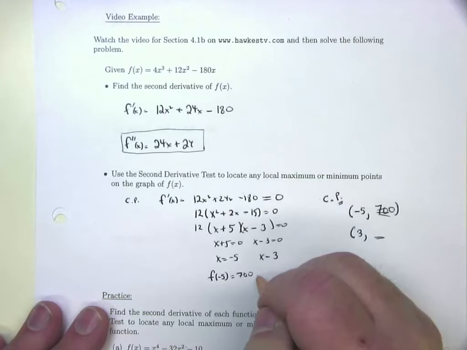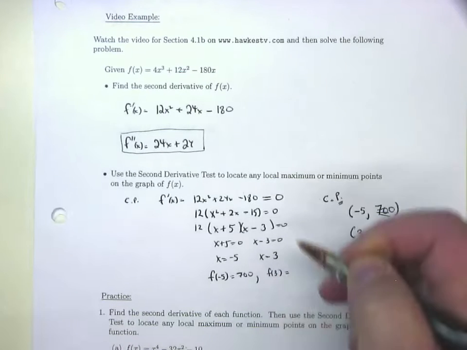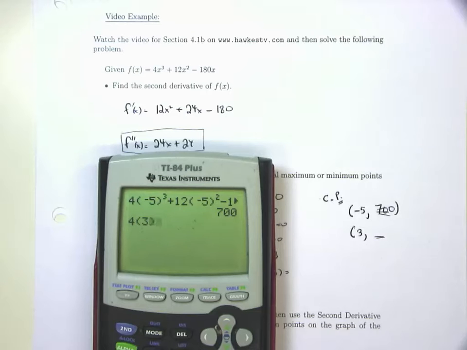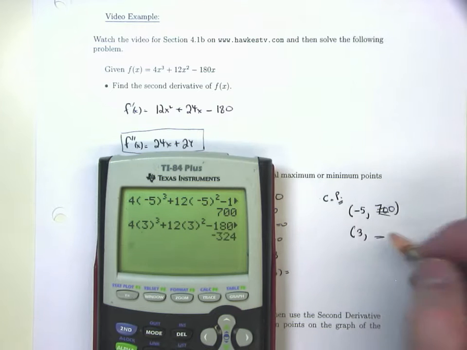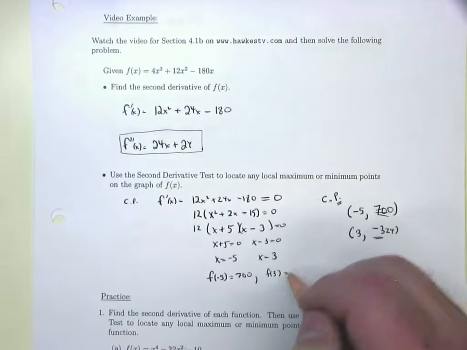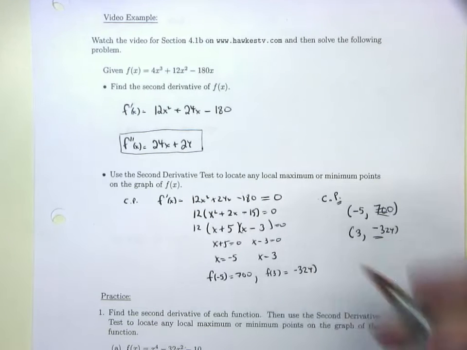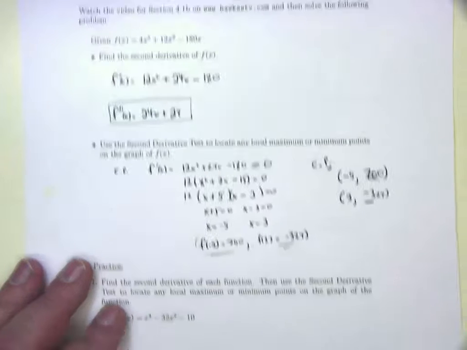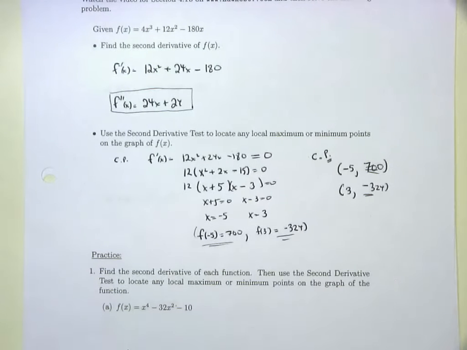And now I'm going to plug in f of 3. So this will be 4 times 3 cubed plus 12 times 3 squared minus 180 times 3. I get -324. f of 3 is -324. This is how you get your y coordinates. Does that make sense? But now, here's the big deal.